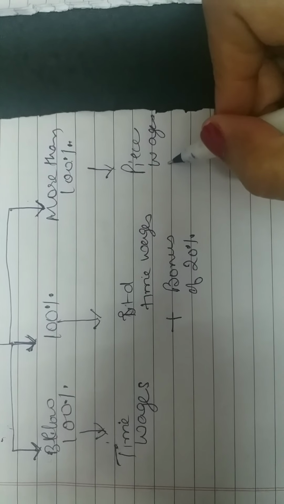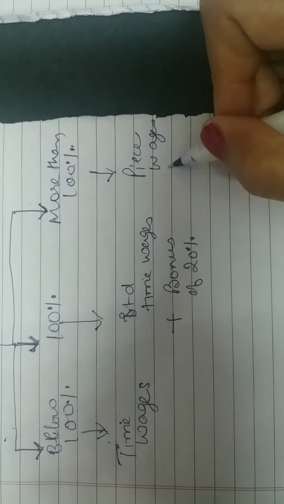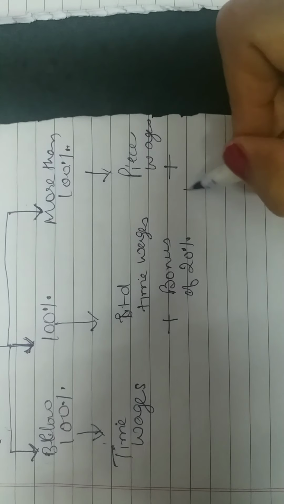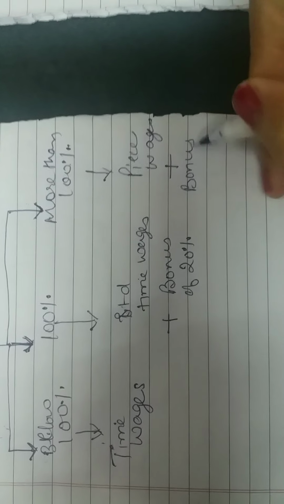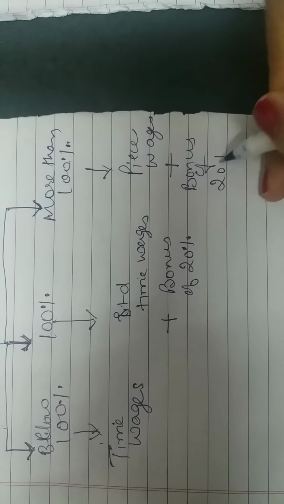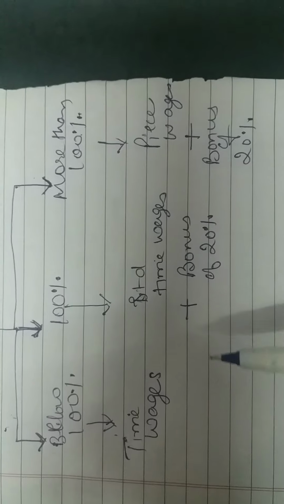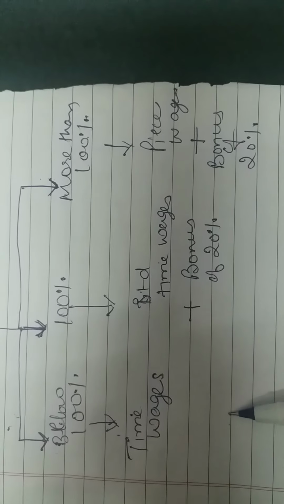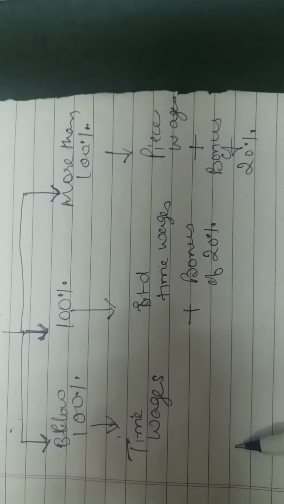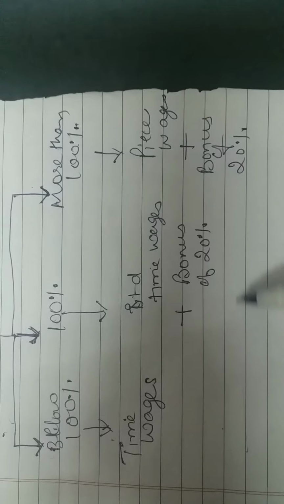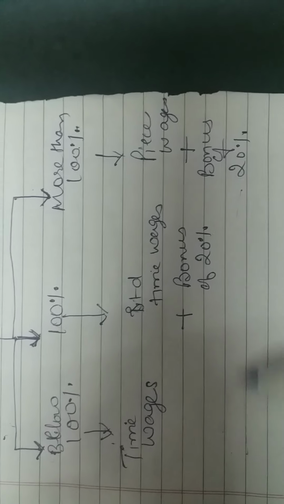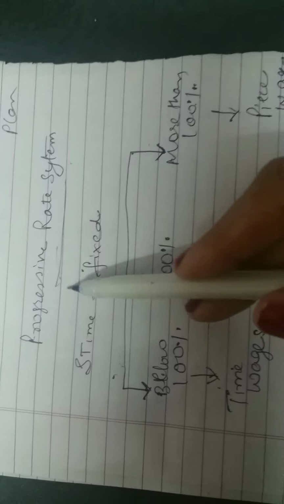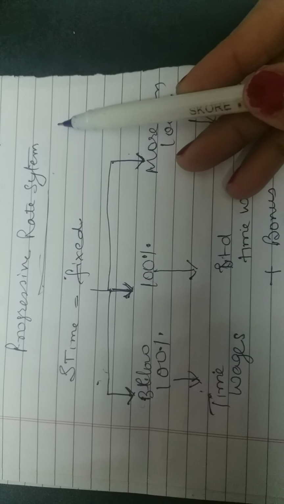Now, only piece wages is not enough. He will also be given an incentive, that is again a bonus of 20%. So you can very well see that if the person is taking less time to complete the task, his wages show an increasing trend. That is why this method is also the progressive rate system.